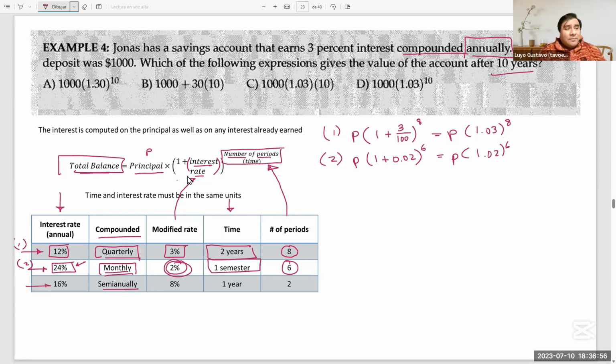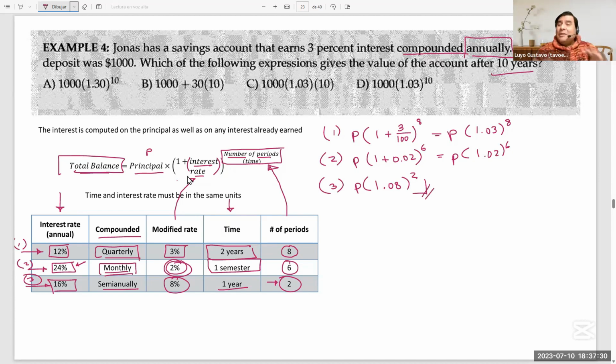Third example, if I have P dollars set to earn interest at this annual rate, but compounded semi-annually for a duration of 1 year, then my modified semi-annual rate would be 8%, divide 16 by 2. The duration of the investment in semesters is 2 semesters, so do this. P times 1.08, that is 1 plus 8%, up to this exponent here, 2. And this would be the answer.